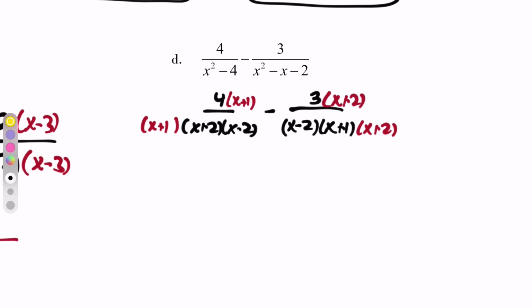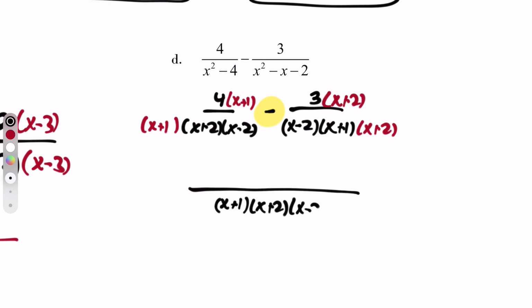Be careful when doing this subtracting. You may make a mistake here, and I'm trying to prevent you from doing that. Let's actually now just combine everything over one denominator. So we have x plus 1, x plus 2, x minus 2, and then 4x plus 4. Careful here, minus 3x minus 6.